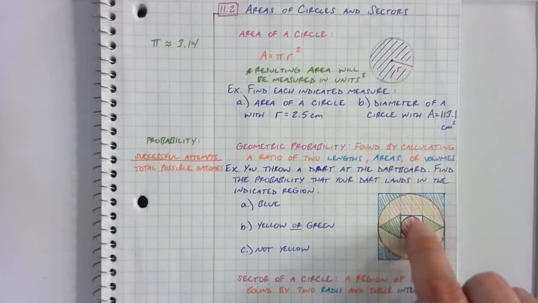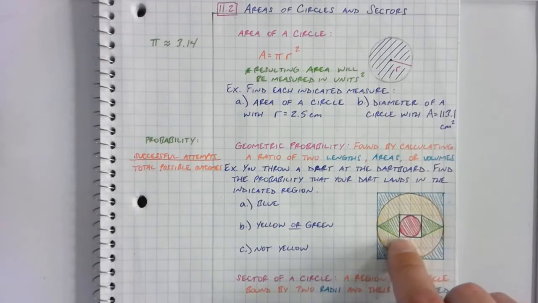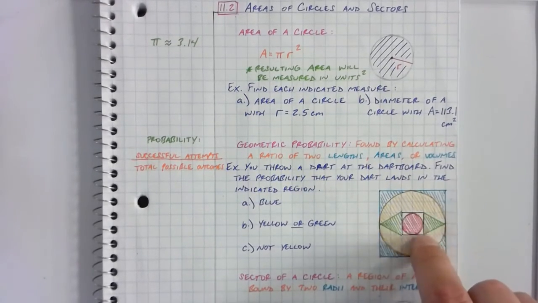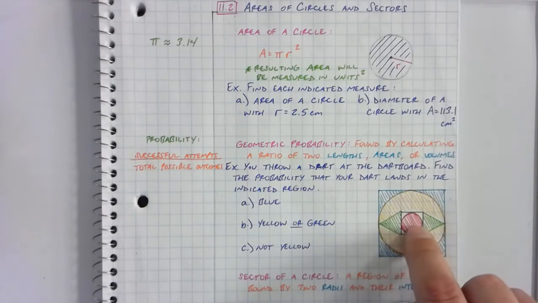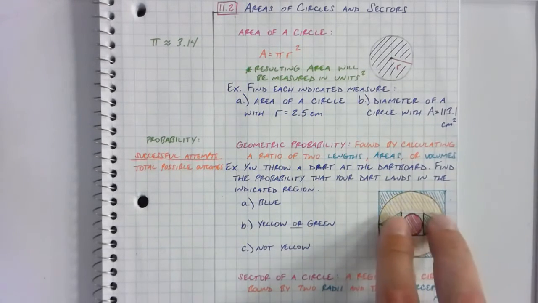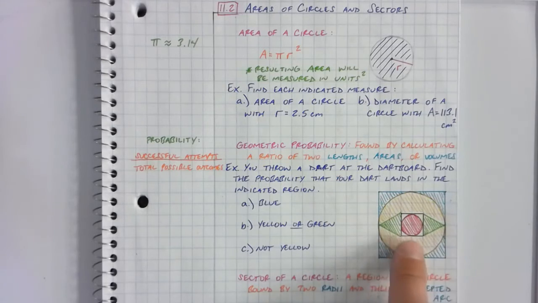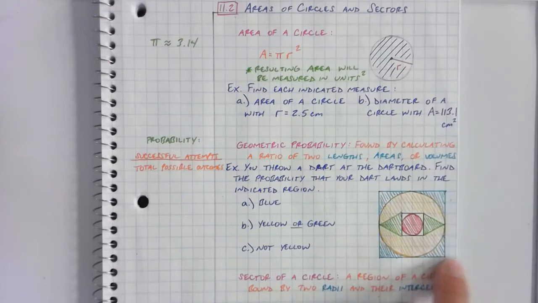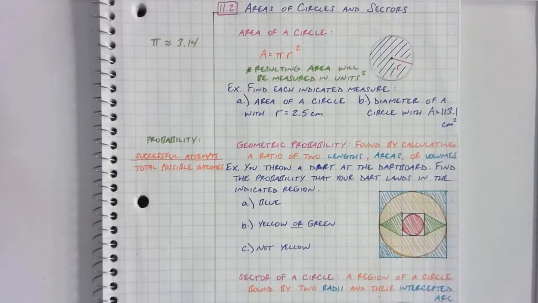And then the red bullseye is part of the white box. As long as I hit anything in there, I'm still just not yellow. So I do 2 by 2, another 4 square units that I can hit. So I'd add up the 2 green triangles, the area of the white box, and then add in the answer from part A for the blue corners. And that would be everything not yellow.